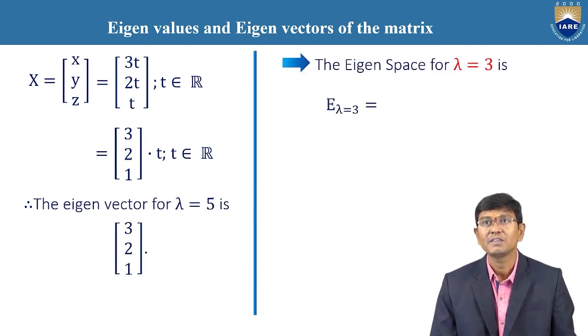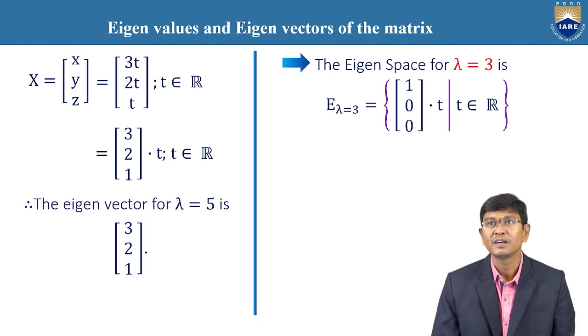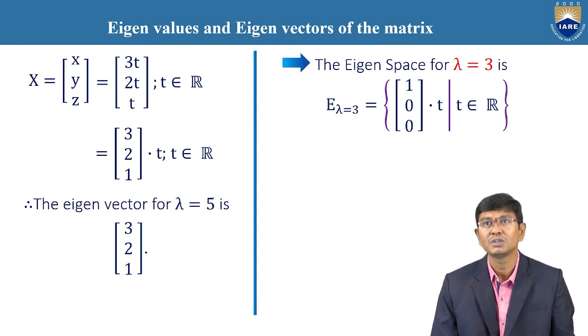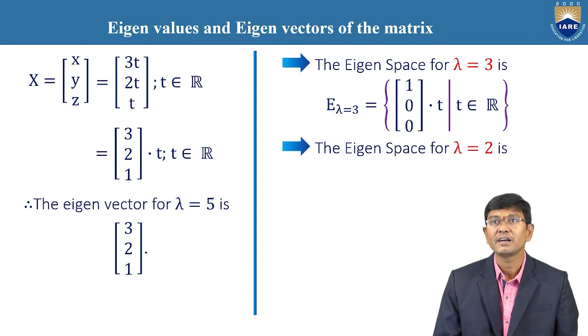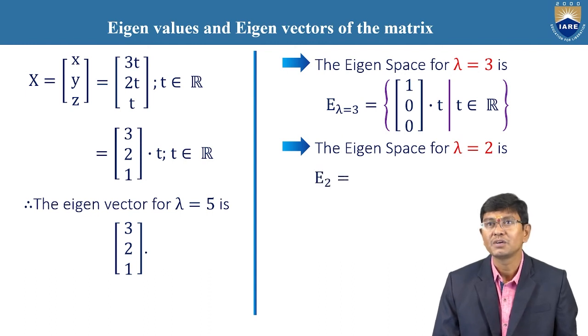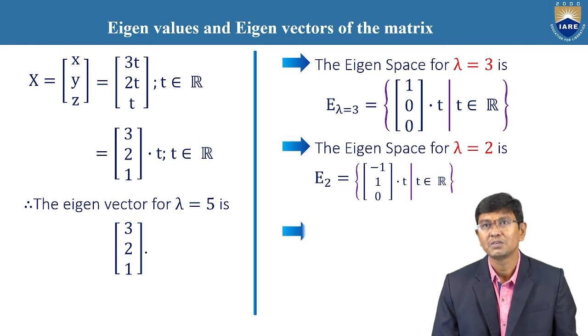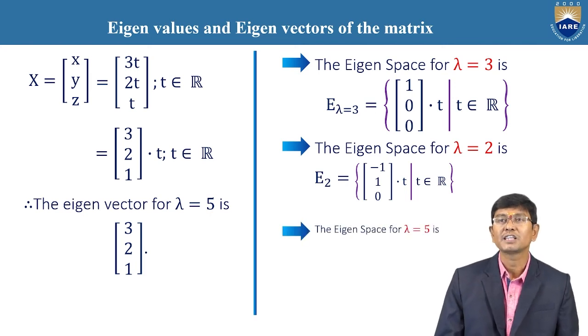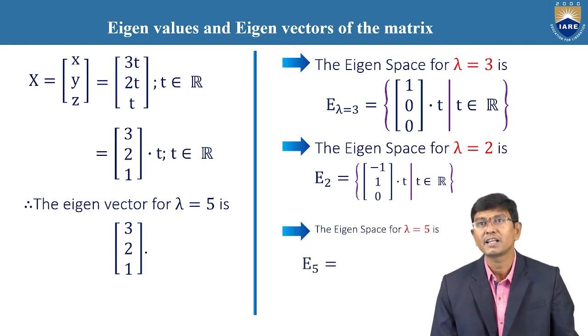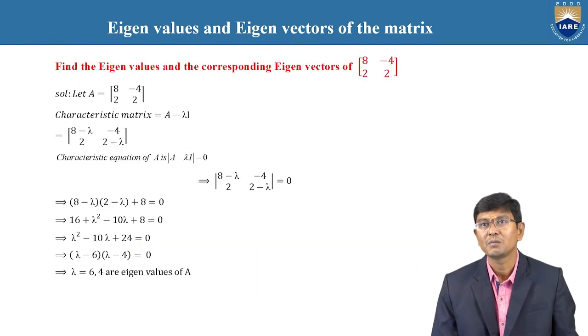Therefore, the conclusion for the given matrix: for lambda equal to 3, the corresponding eigenvector is 1, 0, 0. For the eigenvalue lambda equal to 2, the eigenvector is minus 1, 1, 0. For the eigenvalue lambda equal to 5, the eigenvector is 3 comma 2 comma 1.